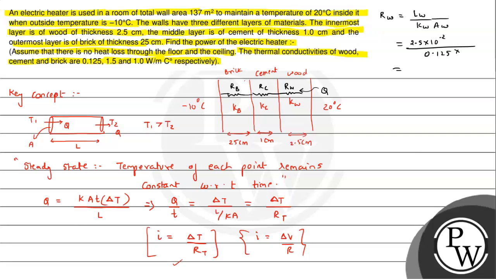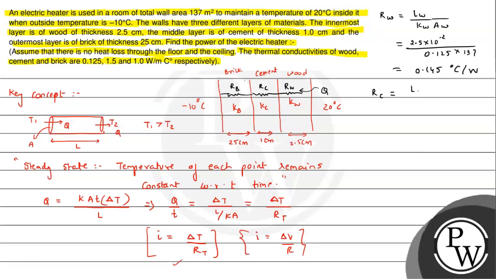ठीक है. सो ये वैल्यू जो आएगी हमारे पास, it comes out to 0.145 और इसका अगर हम यूनिट देखें, so it can be written as, this is degree Celsius per watt. Similarly, we will calculate it for the rest of the combination, that is for cement.